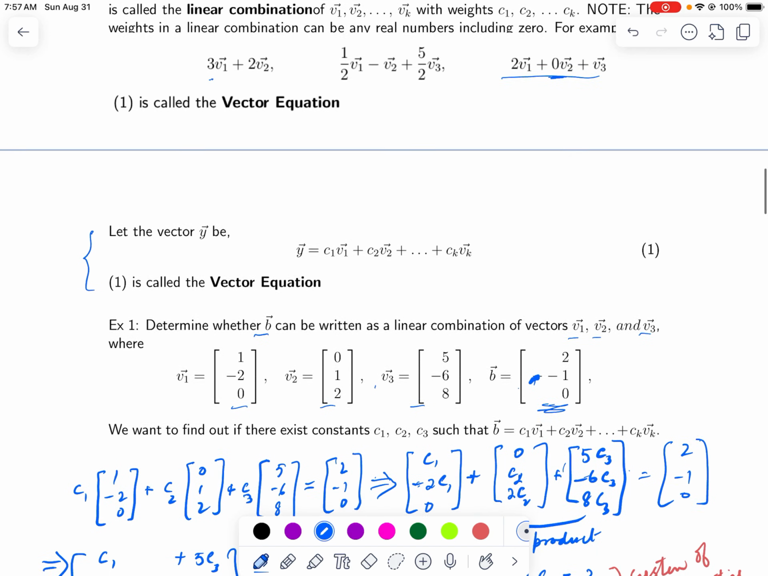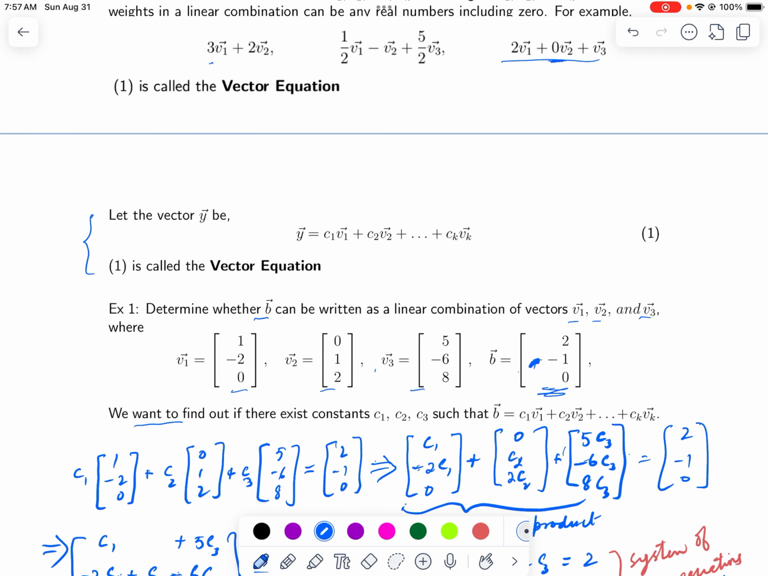So what this means is that we want to find out if there exist constants c1, c2, c3. Why c3? Because there are three vectors v1, v2, v3, so we need three constants c1, c2, c3 such that b is equal to c1 v1 plus c2 v2 plus c3 v3. We do not go up to ck but only finish at c3 v3. That is what we want.